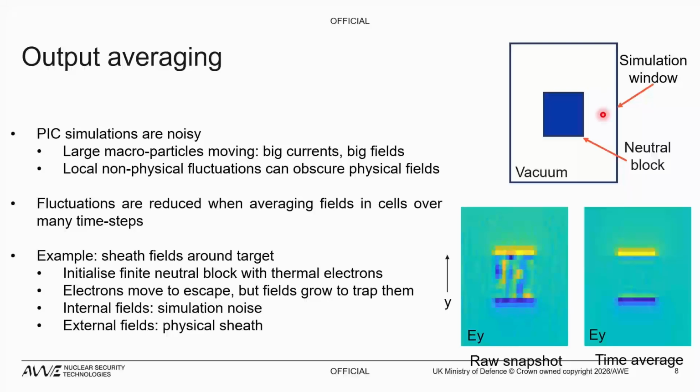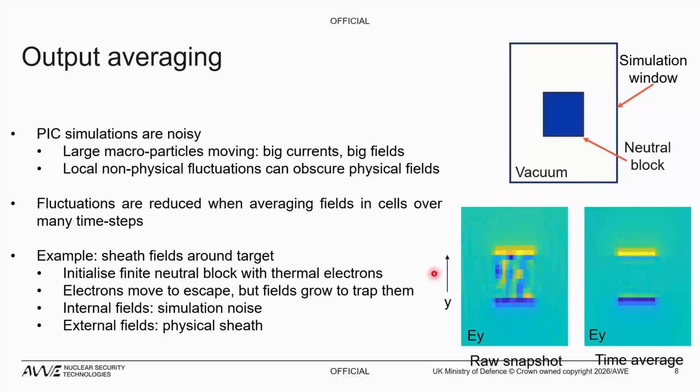But in a PIC code, you also get a lot of noise, and you'll also get these noise fields as well. So how do you distinguish between fields that are non-physical and noisy compared to actually physical fields, which might be in the simulation window as well? You can do this with averaging. You would imagine that if you have a noisy region, when you average the field in that region over time, that field will go to 0.